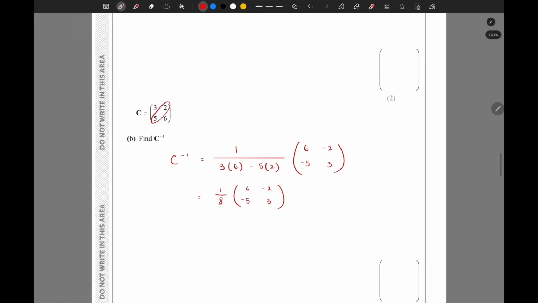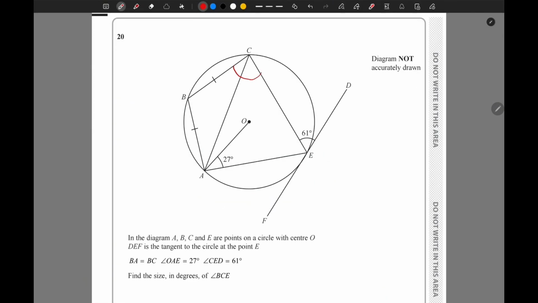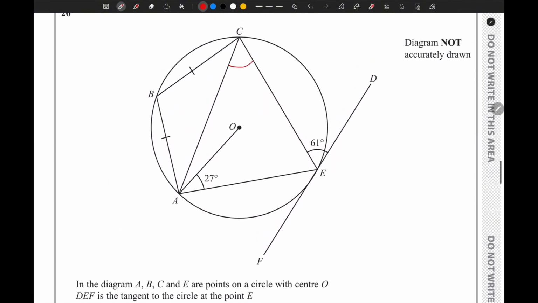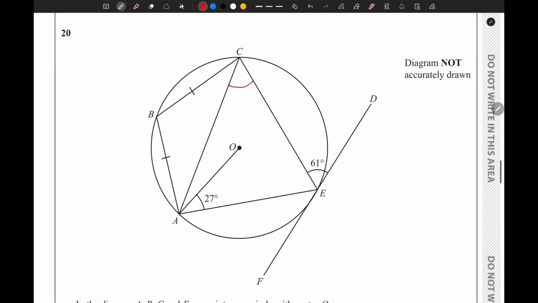Now moving on to the next question. We are given some information that is clearly shown on the diagram. Now we just need to find out the angle BCE, this angle. Let's first find out this angle. Now we do not need to show any reasons for our workings. Now if this is 61 degrees and there's a triangle inscribed in the circle with all of the vertices of the triangle inscribed in the circle. So which means that this angle will be equals to this angle.